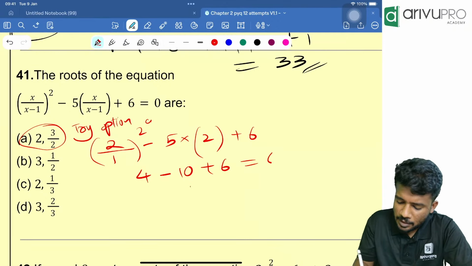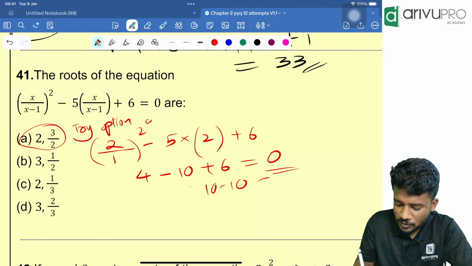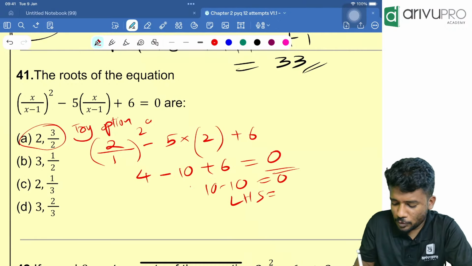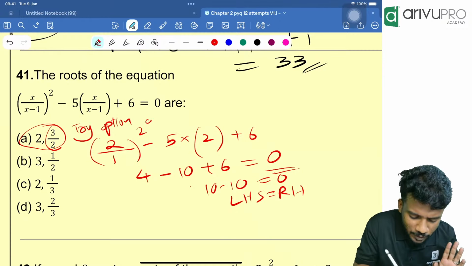10 minus 10, which is equal to 10 minus 10, which is equal to 0. LHS is equal to RHS. That is correct. Now try 3 by 2.